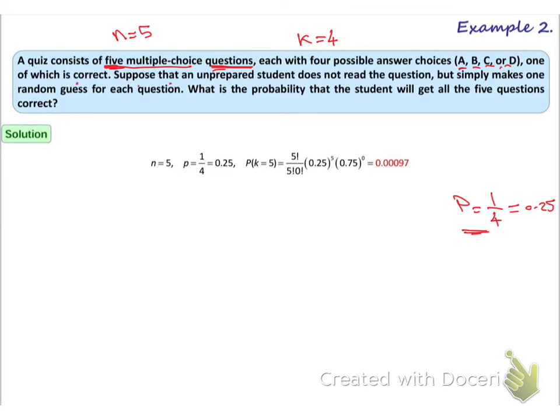Suppose that an unprepared student doesn't read any question. I hope that you are not the student. My students are very smart and they study well, so I hope that you are not that student.